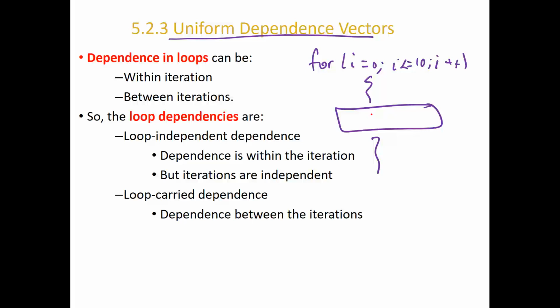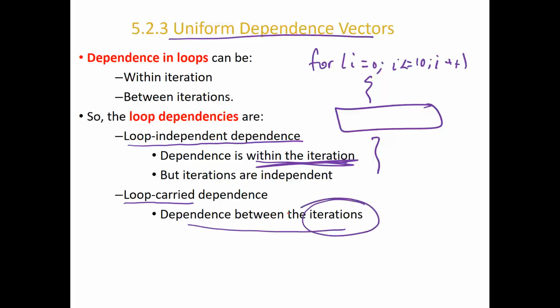If the dependence is contained or limited within the iteration, we say it's a loop independent dependence because it is within the iteration. However, if between iterations I have dependence, then we say loop carried dependence, because this becomes between the iterations, and we'll see examples for that. So we'll talk about loop independent dependence and loop carried dependence. All depends on how you carry the dependence, within the iterations or between iterations.